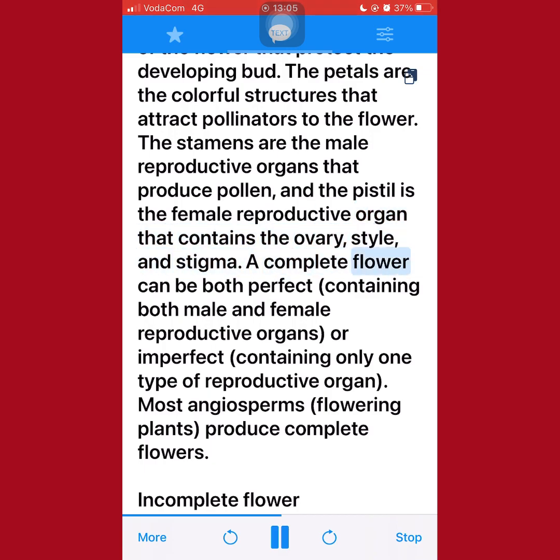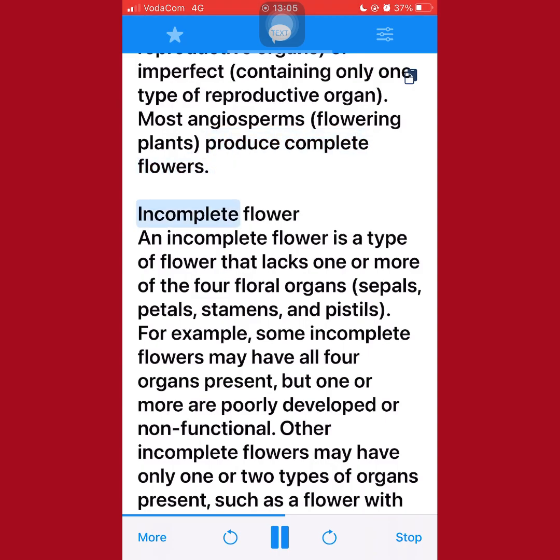A complete flower can be both perfect, containing both male and female reproductive organs, or imperfect, containing only one type of reproductive organ. Most angiosperms, flowering plants, produce complete flowers. Incomplete flower. An incomplete flower is a type of flower that lacks one or more of the four floral organs: sepals, petals, stamens, and pistils.